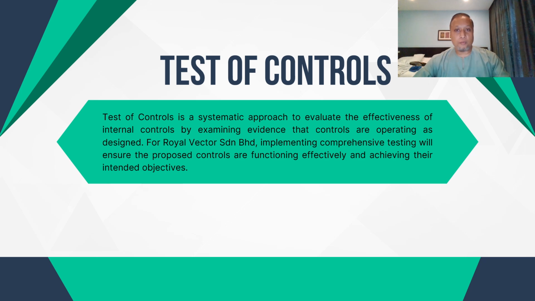Test of controls. Test of controls is a systematic approach to evaluate the effectiveness of internal controls by examining evidence that controls are operating as designed. For Royal Vectors Rembrahat, implementing comprehensive testing will ensure the proposed controls are functioning effectively and achieving their intended objectives.